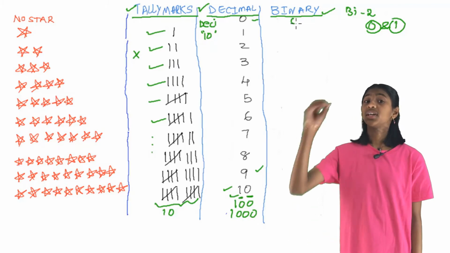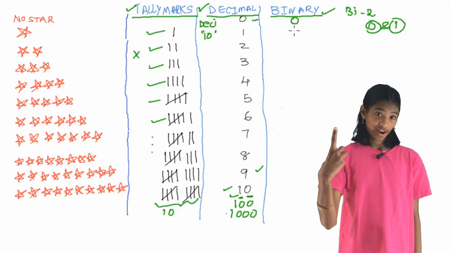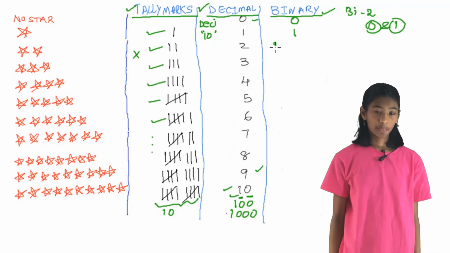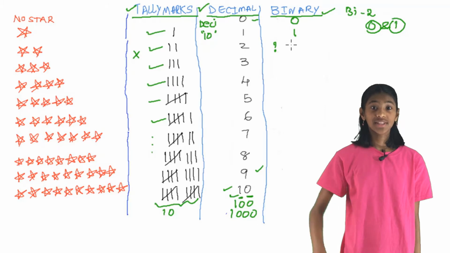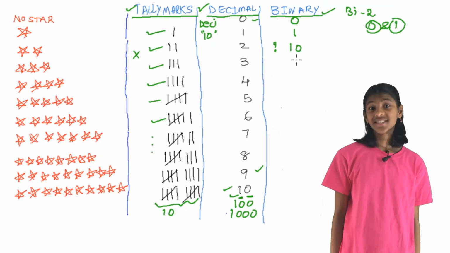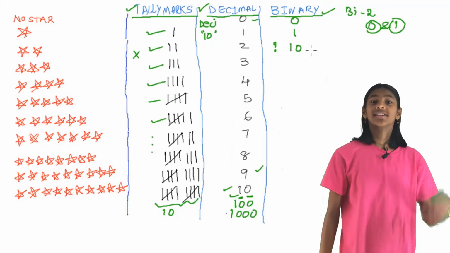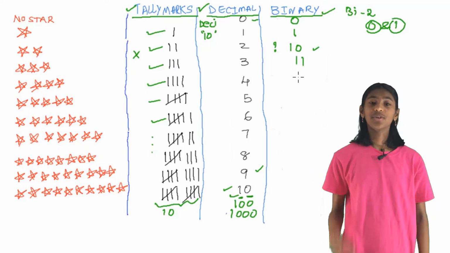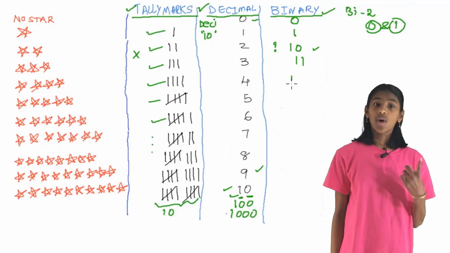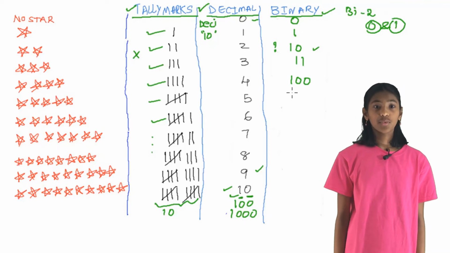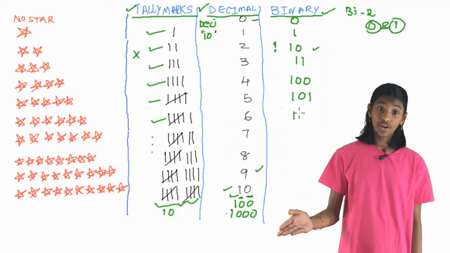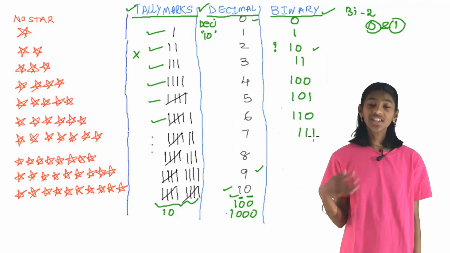No stars will be 0. 1 star would be 1. Think of 2 stars. What would that be? Or what would be the next number with zeros and ones? It will be 1 and 0, right? So 2 would be 1, 0, then 1, 1, which is 3. What is the next number with ones and zeros? 1, 0, 0, and that would be 4. Then 1, 0, 1, which is 5, then 1, 1, 0, which is 6, then 1, 1, 1, which is 7, and so on.